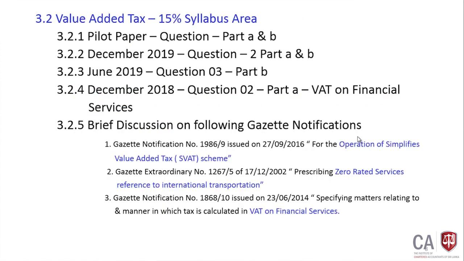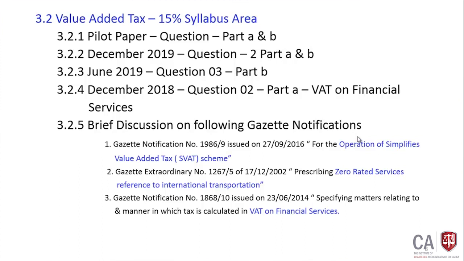Then the next part, value added tax, is 15% of the syllabus area. Now you can see the main target: I'm going to do the pilot paper question 2 parts A and B, December 2019 question 2 parts A and B, June 2019 question 3, and going forward December 2018, which is on VAT on financial services. Now you all have the list, and I am going to do this list with you all. Please prepare and take maximum advantage of this revision session. Do these questions with me, it is a great privilege for you all.